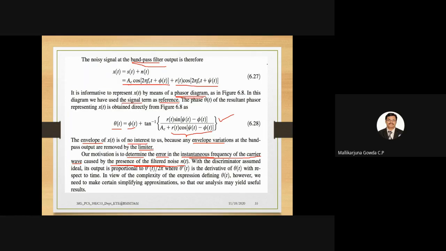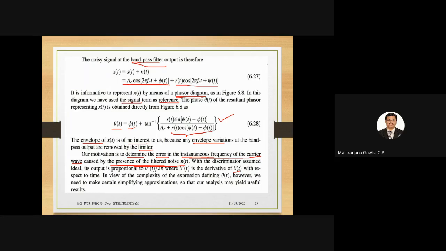Okay, so with that, as I was saying, we are interested in determining the error in the instantaneous frequency of the carrier wave caused by the presence of the filtered noise. So with that, we assume the discriminator is ideal and its output is proportional to theta dash of t by 2 pi, where theta dash of t is the derivative of theta of t.